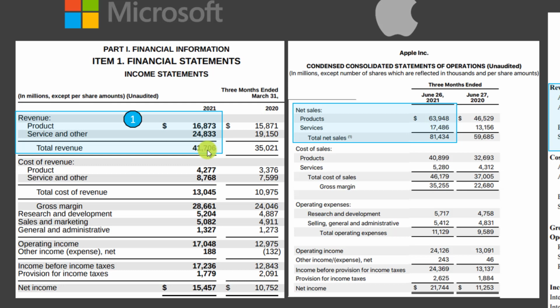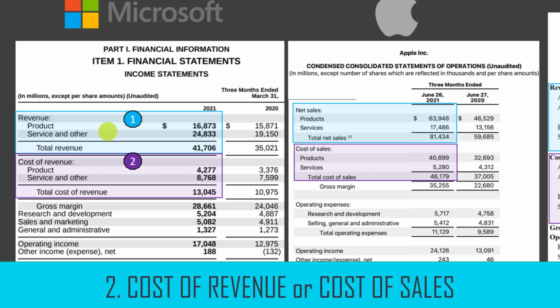The revenue or the sales is also called the top line because obviously it's at the top of the line of the income statement, but that's where everything starts. So it is called the top line. Let's take a look next at the second section, which is cost of revenue or cost of sales.